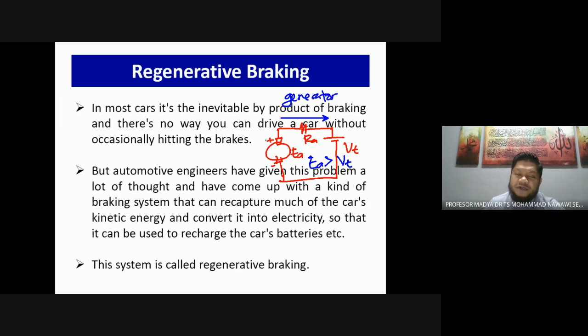So during this braking, it is best that you capture the energy, or probably use it to charge the battery again. You charge the battery during this braking, and that's why it's known as regenerative braking. So it can recapture much of the car's kinetic energy and convert it into electricity so that it can be used to recharge the car battery.